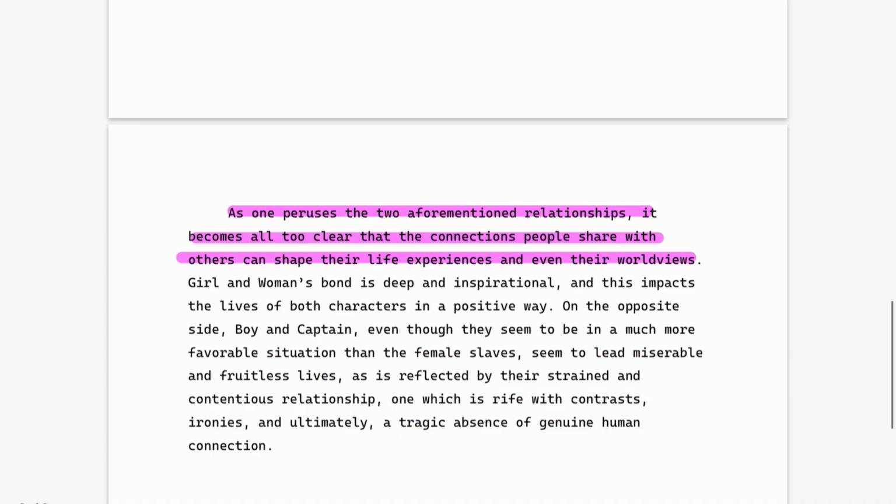But now I'm going to get a little bit more specific to do a quick recap of what each body paragraph hammered home. Girl and woman's bond is deep and inspirational, and this impacts the lives of both characters in a positive way. Now I'm going to touch on the opposite side. On the opposite side, boy and captain, even though they seem to be in a much more favorable situation than the female slaves, seem to lead miserable and fruitless lives, as is reflected by their strained and contentious relationship, one which is rife with contrasts, ironies, and ultimately a tragic absence of genuine human connection.